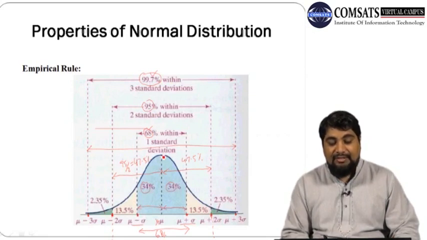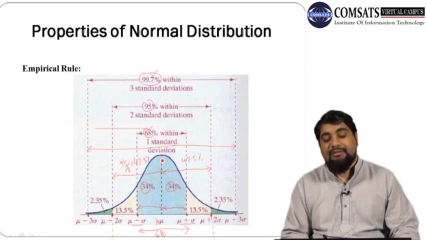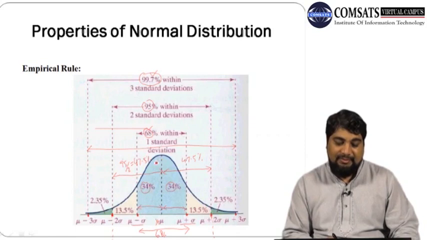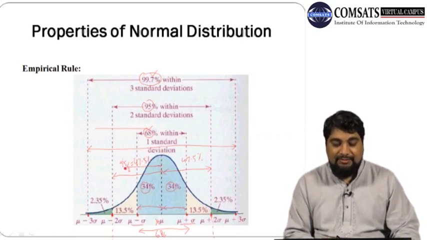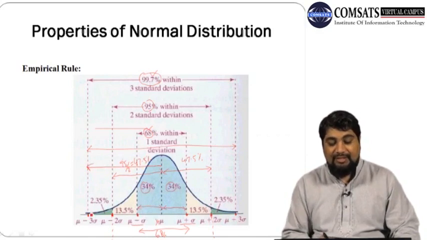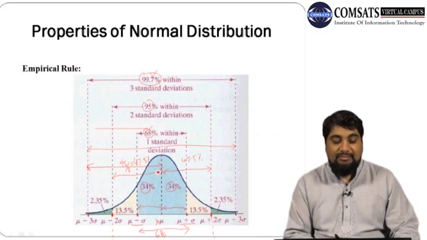Again, this is the middle line, so it will divide this 99.7% probability into 2 parts, in such a way that the probability from mu minus 3 sigma to mu will be half of 99.7%.